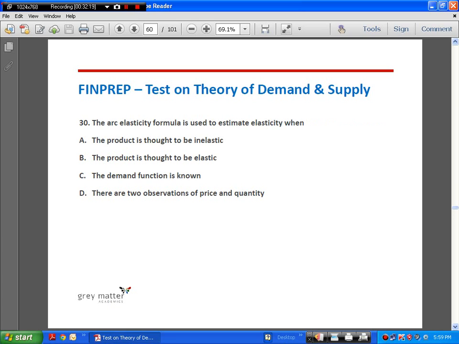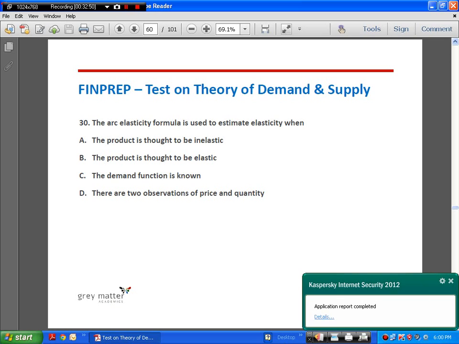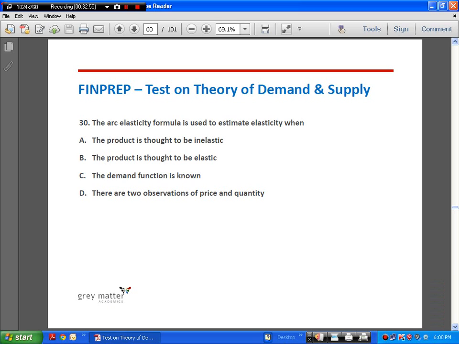The 30th question. The arc elasticity formula is used to estimate elasticity when the product is thought to be inelastic, the product is thought to be elastic, the demand function is known, there are two observations of price and quantity. Now, the arc elasticity is a contrast to the point elasticity or the normal elasticity of demand, because the point elasticity calculates elasticity at a particular point on the demand curve, but the arc elasticity measures elasticity over an arc of a demand curve or a movement from one position to another on the demand curve.